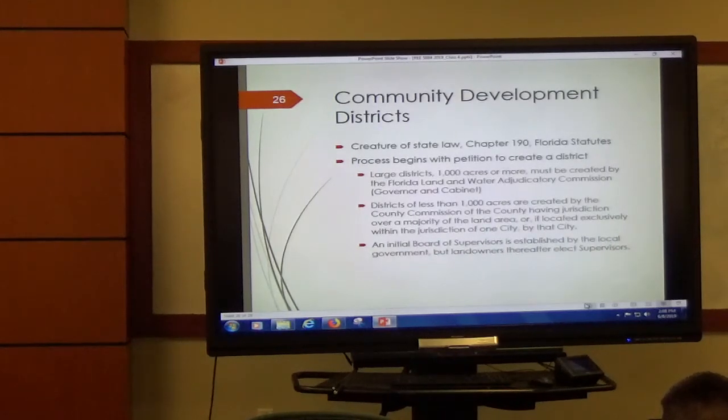They have to be run kind of like a governmental body. They have to have a board. The board has to act in the best interest of the CDD. They have to act in the public. They have to keep public records. We're going to hit public records, I bet.